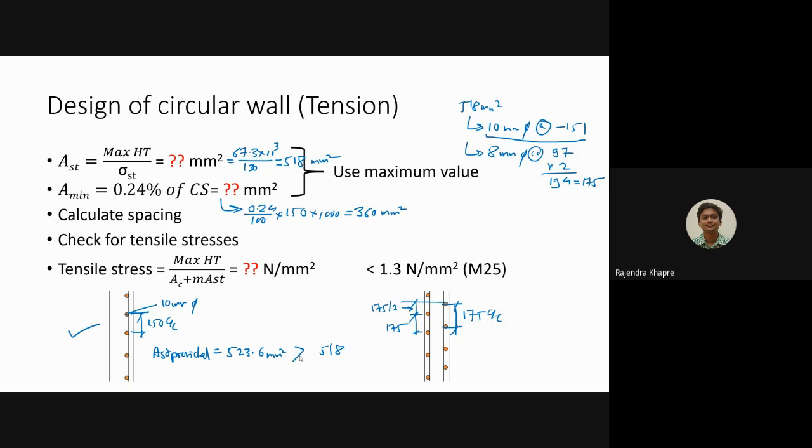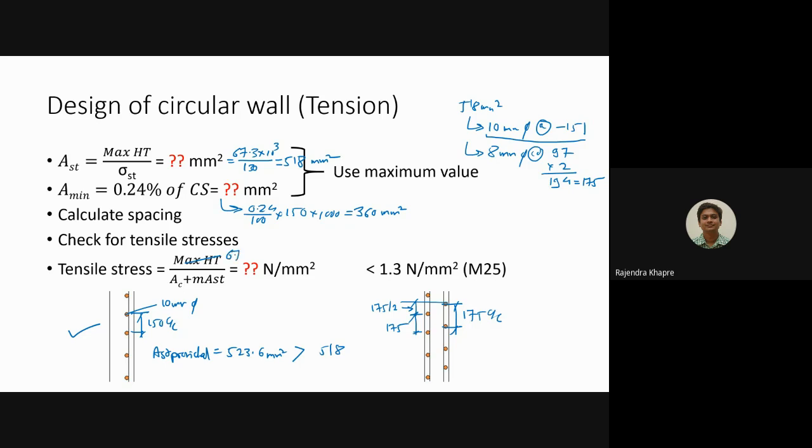Okay. So what is required and what we have provided, so you can see 518 is required and you have provided 523, so just sufficient enough, okay. So now we have to check what is the stresses in the concrete under tension. For this purpose the tensile stress has to be calculated, and you have already calculated the maximum hoop tension.